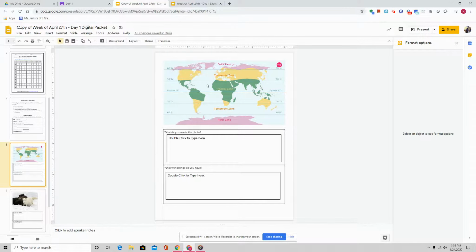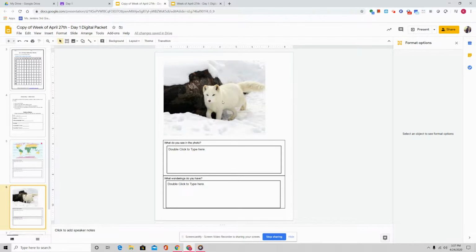But so here's your first picture. You're just going to talk about what you see. And if you don't know what you're looking at, guess. Just maybe start talking about the colors and what you think they mean. Read the words polar zone, temperate zone, tropical zone, temperate zone, and polar zone again. So think about those things. And again here, write what you see and then what questions or wonderings that you have.